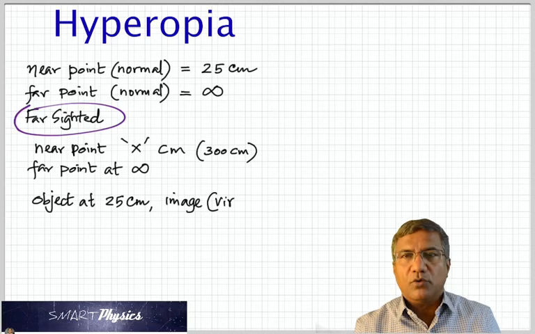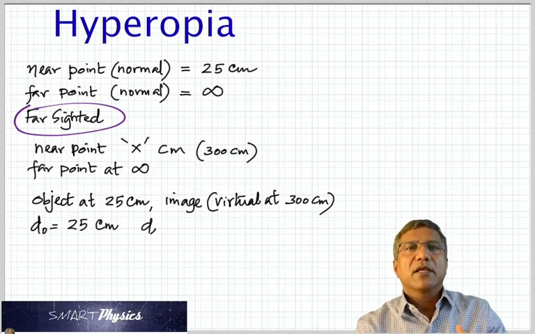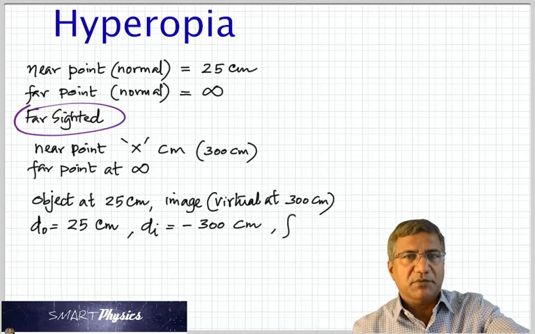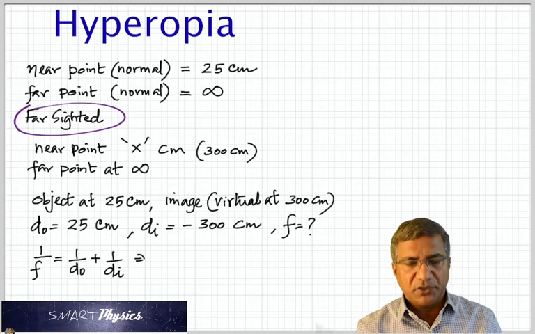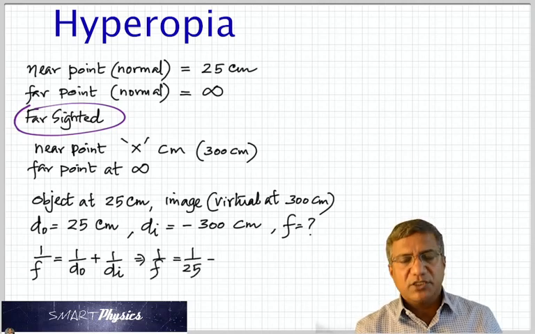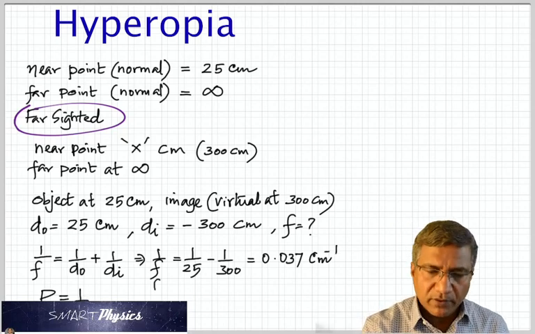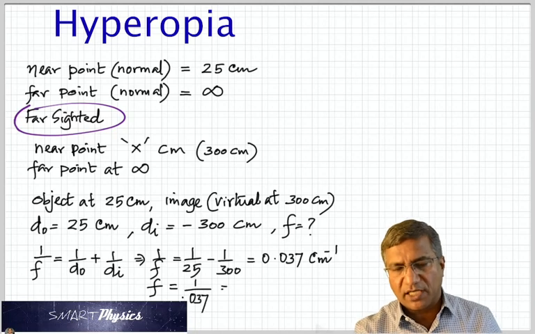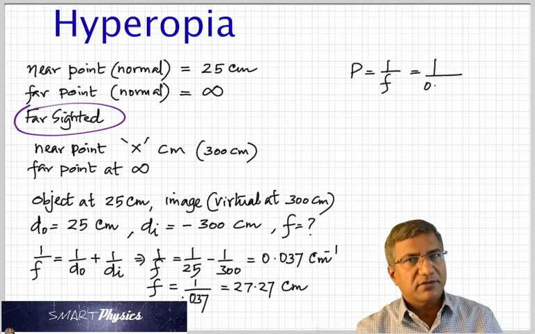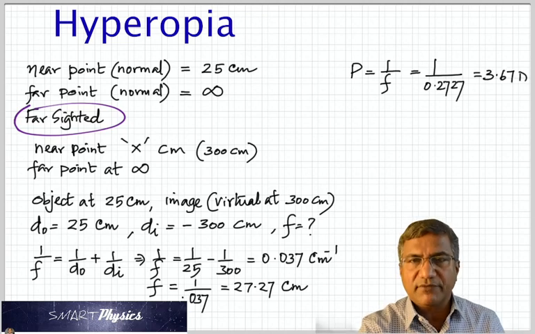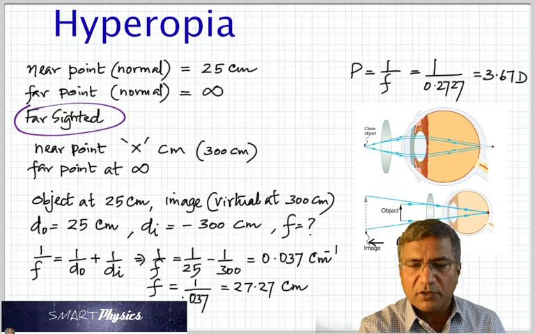Okay, so again, remember the image is virtual. The object is at 25 centimeters, so do is going to be 25 centimeters. di is going to be negative 300 centimeters in this case. Negative 300 centimeters because it's virtual. And then find the focal length using the same formula that we've been using. Rearrange, plug in the numbers. So 1/25 - 1/300, that's 1/f. And then you have to find the focal length, which is the reciprocal of that, which comes out to be 27.27 centimeters. And then we find the power, but remember, focal length has to be in meters, so it's 0.2727, and you get 3.67 diopter. So see that the focal length and the power both are positive.